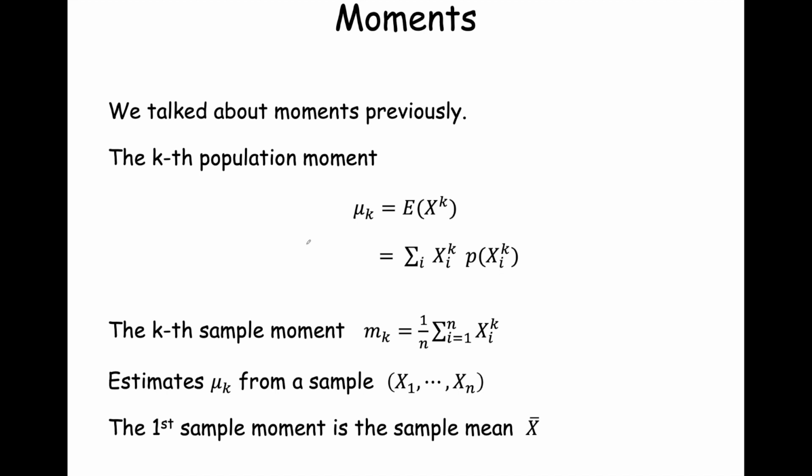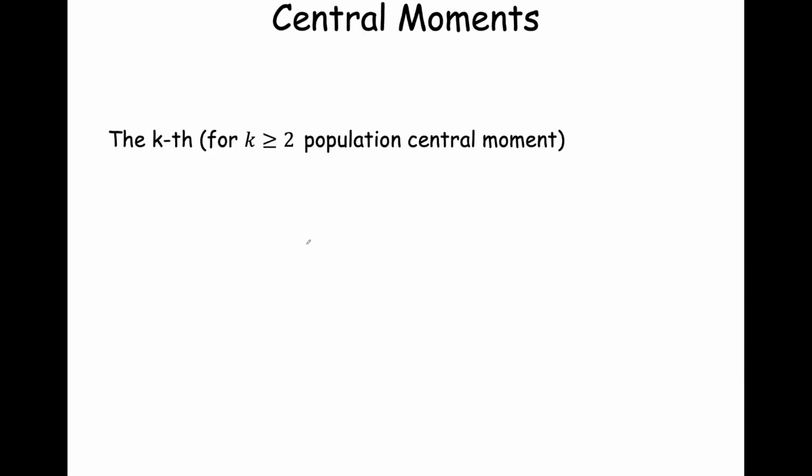And so we're going to produce estimates for mu sub k, the population moments, using the sample itself. And the first sample moment, just plugging in k equals 1, that would be m subscript 1, is nothing more than the sample mean.